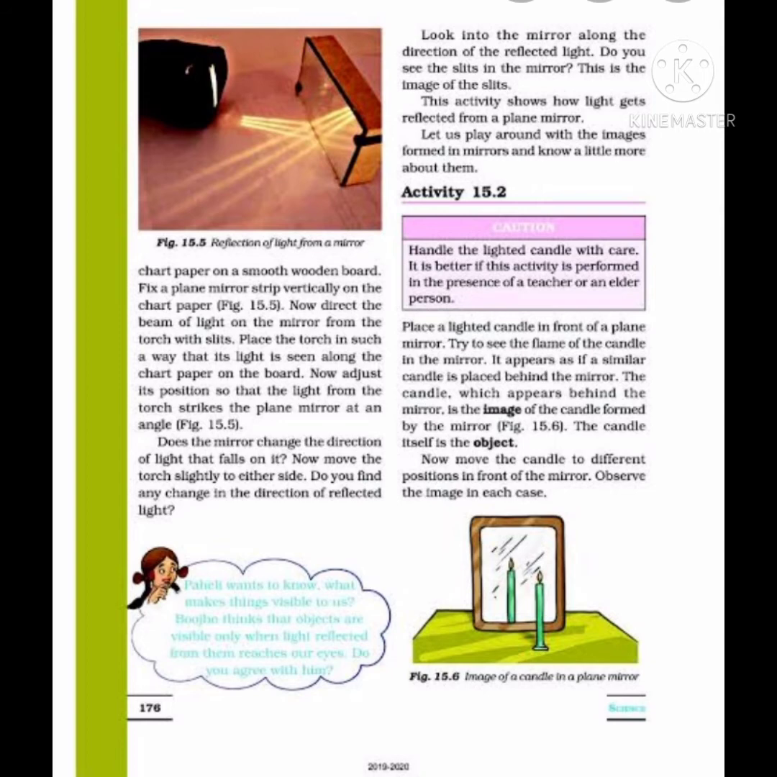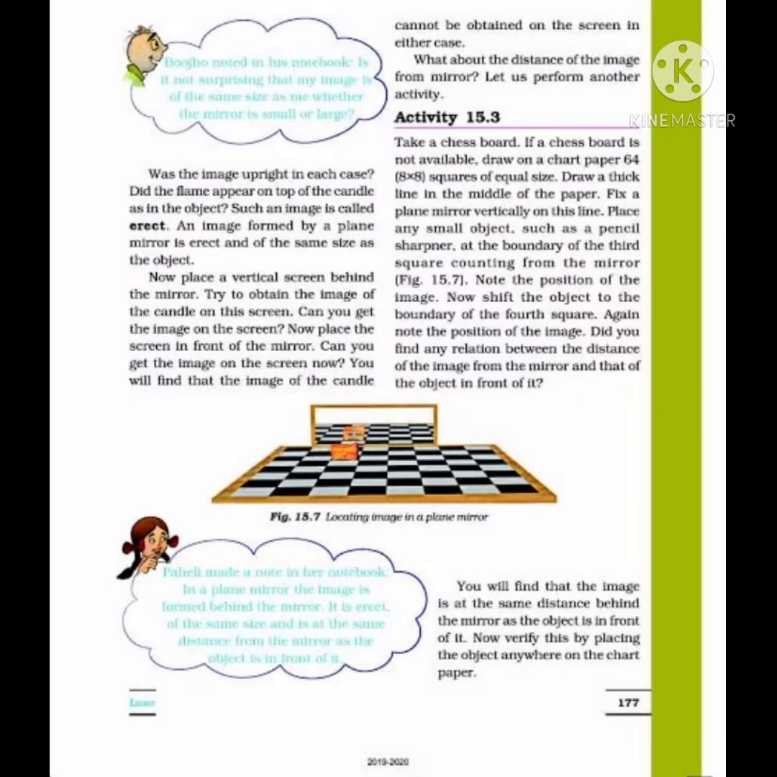Image formed by a plane mirror. In all these activities, what type of mirror are we using? The plane mirror that we usually use at the time of dressing while going to school and to other places. So, first of all, we have to study what are the properties of the image formed by a plane mirror. In the first activity, you can see the image of one candle forming in the plane mirror, and the size of the image is the same as the candle's size. In the second activity, you can see the image of a small sharpener located in one of the boxes of the chessboard.